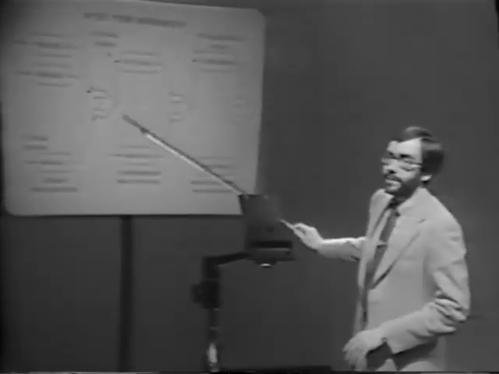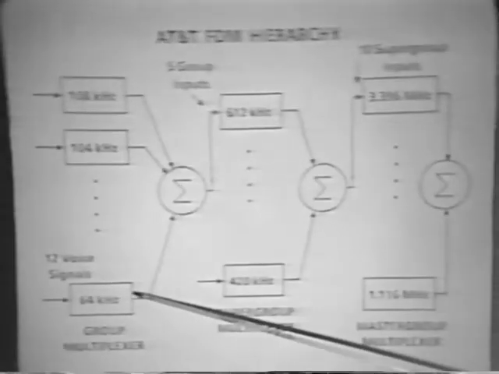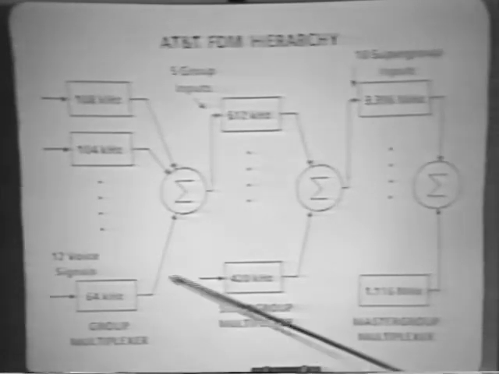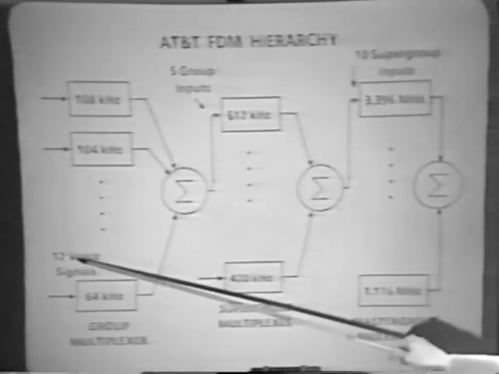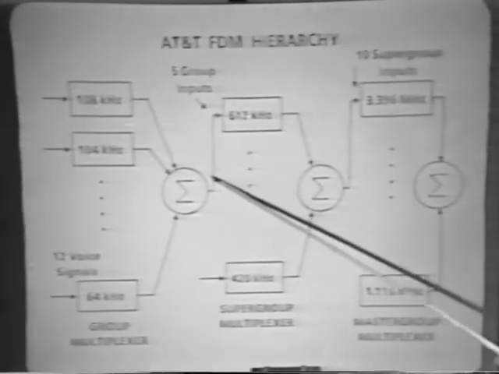One other aspect we can look at in this slide is how that is actually implemented in the AT&T long-distance system. They define what they call a hierarchy. What they do is they define the multiplexers that will be used to multiplex voice signals into higher and higher groups. So, for example, at a group level, we're taking 12 voice signals and multiplexing each voice signal on a particular carrier frequency to produce a composite group signal.